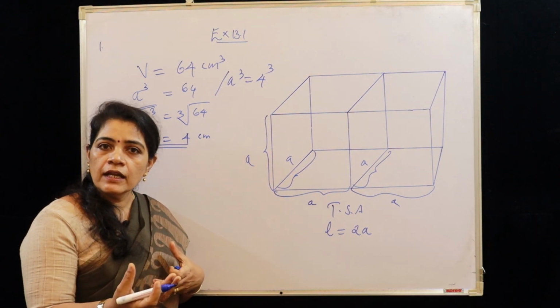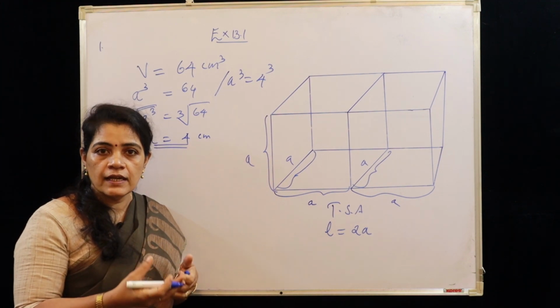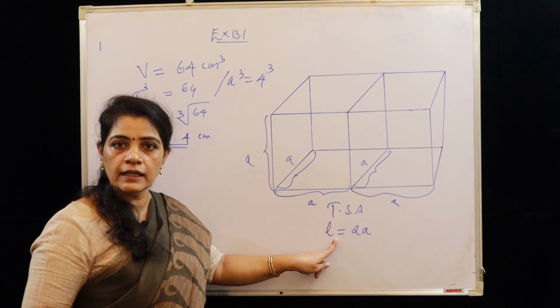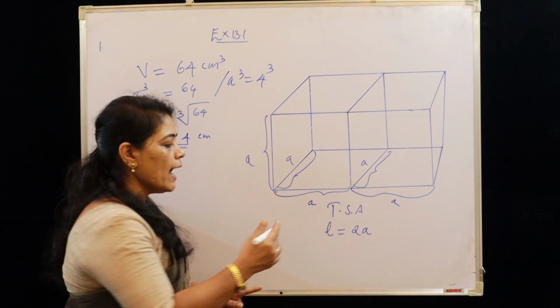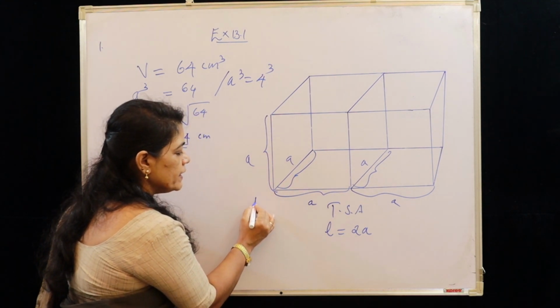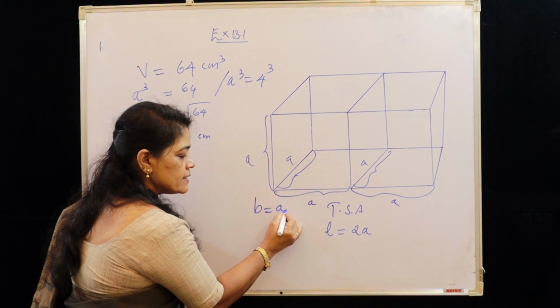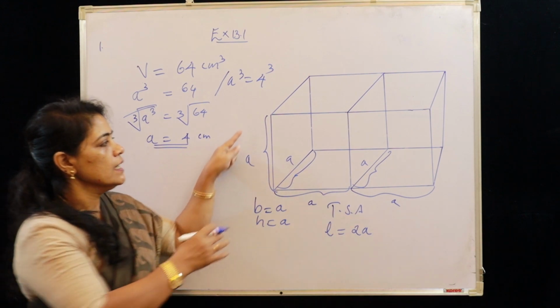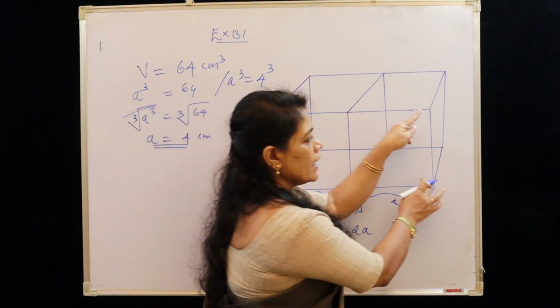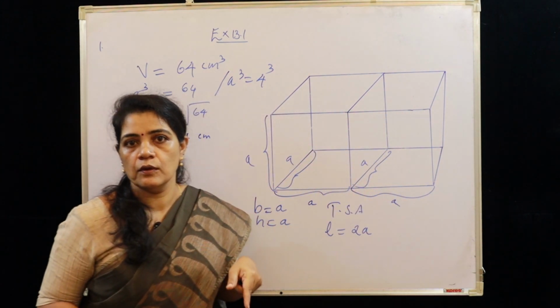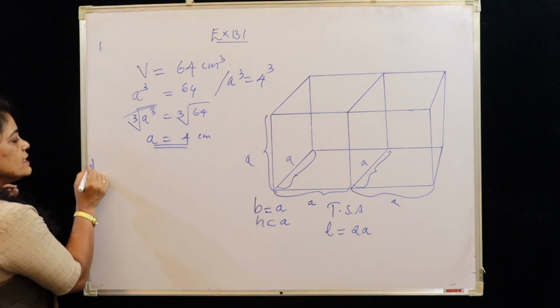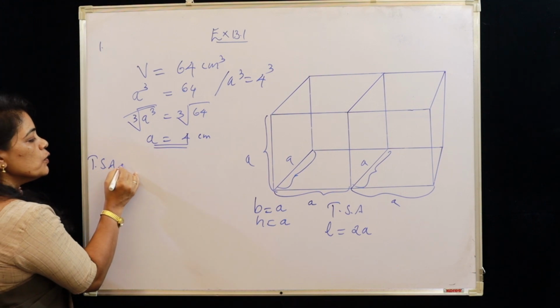Then the remaining portion of the problem is very easy. We have already seen that the length of the resultant cuboid is equal to 2A, and I have already told you the breadth is equal to A itself and the height is also A. There is no change. See, this is the height, the height for the resultant cuboid also, and the breadth also remains the same. So, TSA of the cuboid.